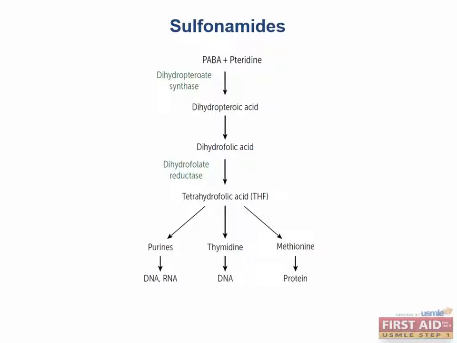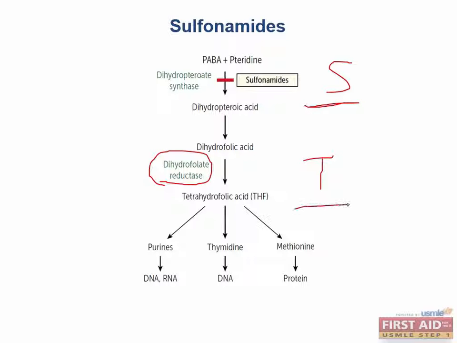Now, where in the pathway do sulfonamides act? Sulfonamides work by inhibiting dihydropteroate synthase. And where again does trimethoprim act? It acts on dihydrofolate reductase. The way I remember that sulfonamides act here and trimethoprim acts here is to remember that S comes before T in the alphabet, and that helps me to remember that sulfonamides inhibit an enzyme earlier in the synthesis pathway than trimethoprim.